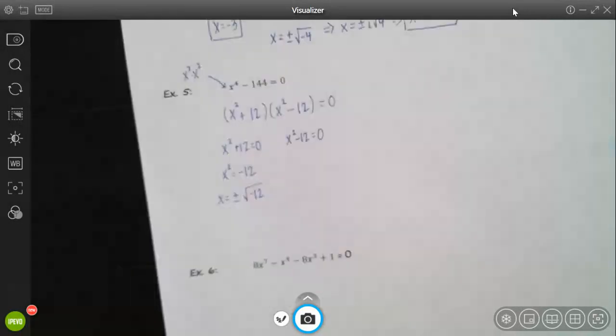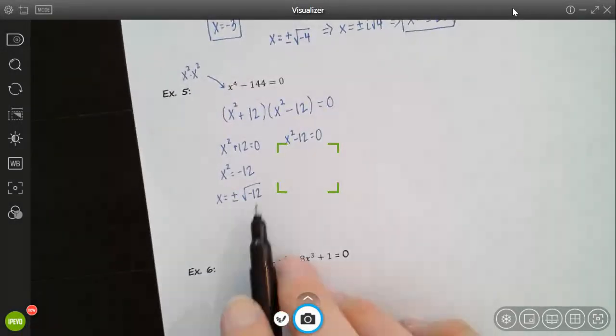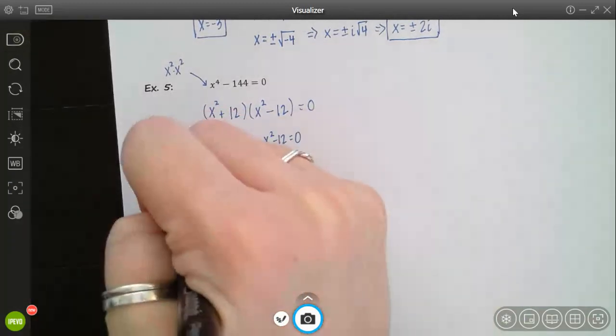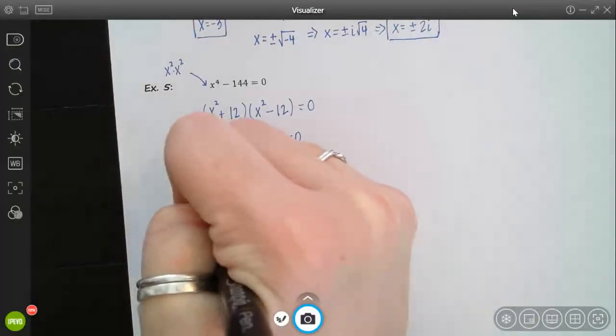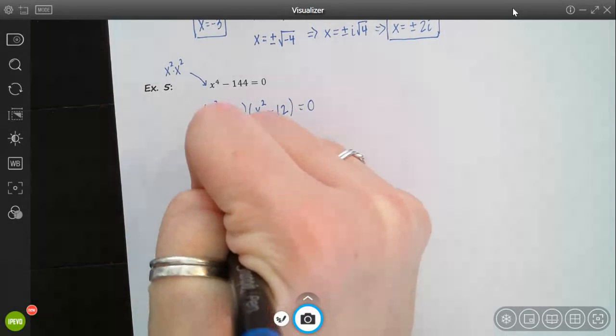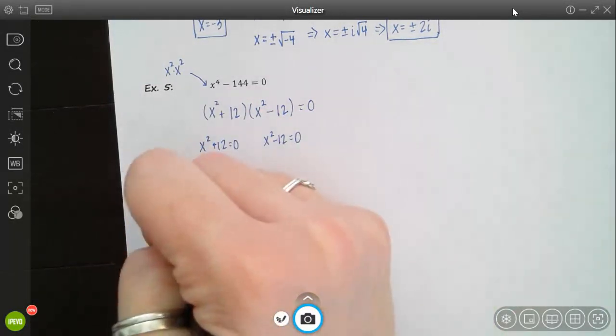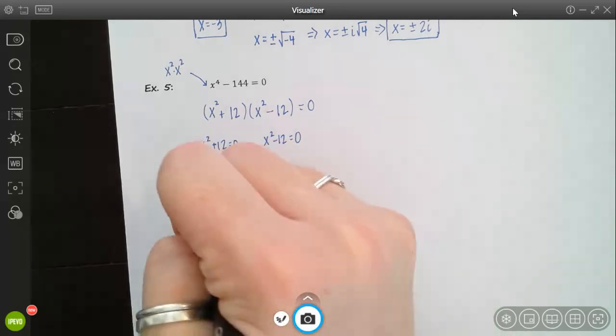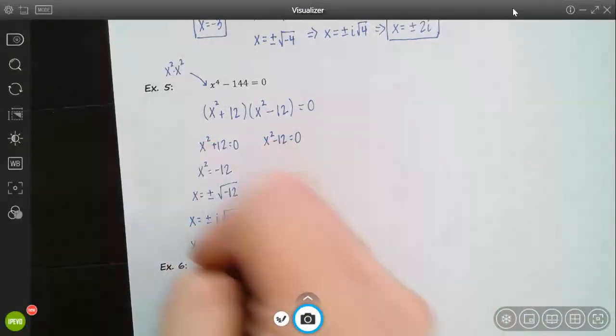So x is equal to plus or minus i root 12. And if I take that and do my simple radical form, I believe that will give me 2i root 3. So my first two solutions are imaginary. Then I want to work with my second two solutions over here.